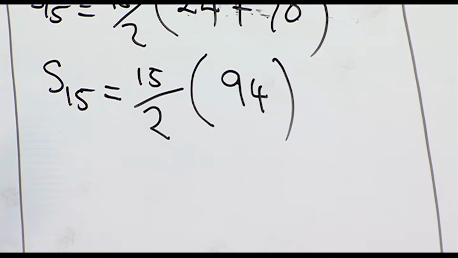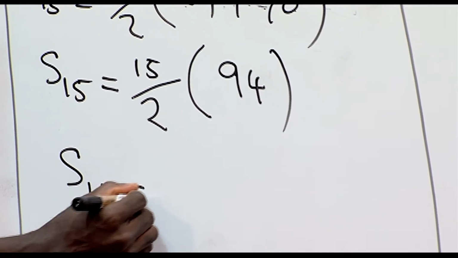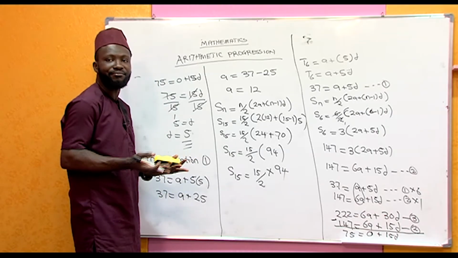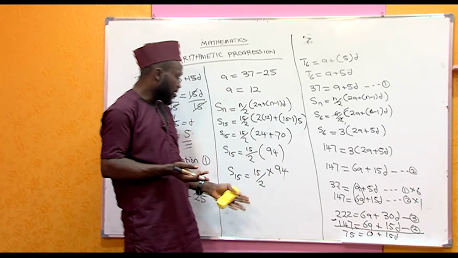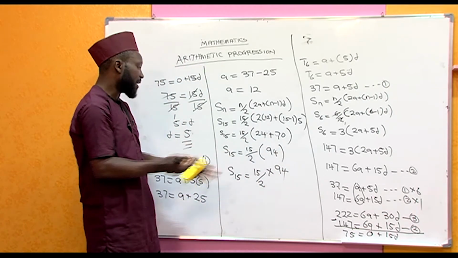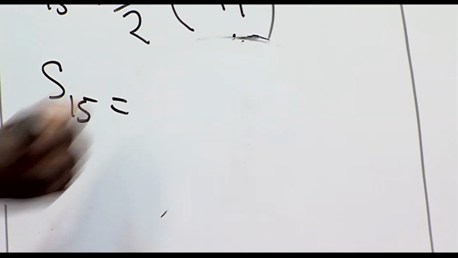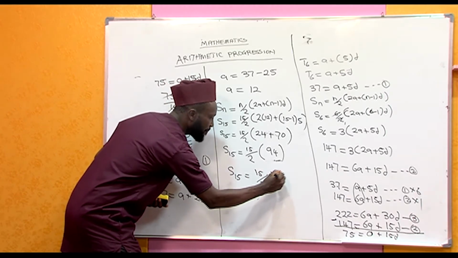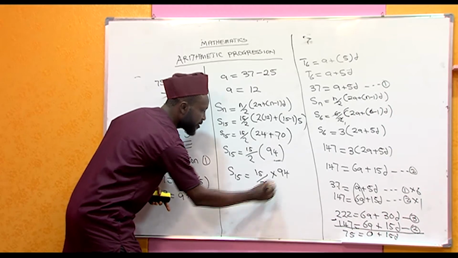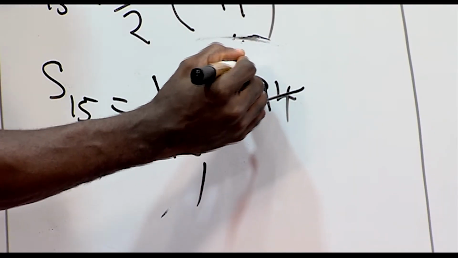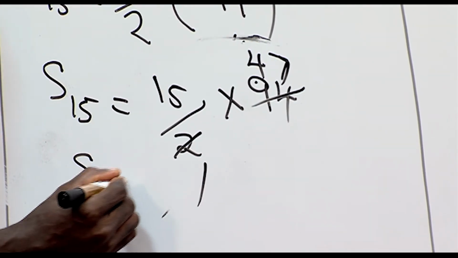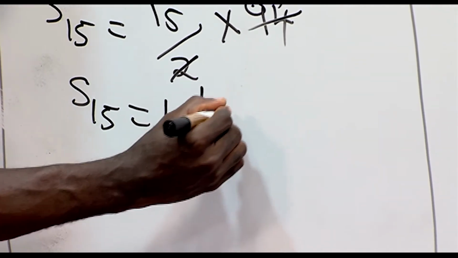Then from here, I can simplify. This is still the same thing as S15 equals 15 over 2 multiplied by 94. From here, we can do it in different ways. Either I multiply this together and divide by 2, or I divide 94 by 2 and then multiply whatever I have by 15, whichever way you want. I can just divide through: 2 in 94 is going to give me 47. Then at the end, I have S15 equals 15 multiplied by 47.